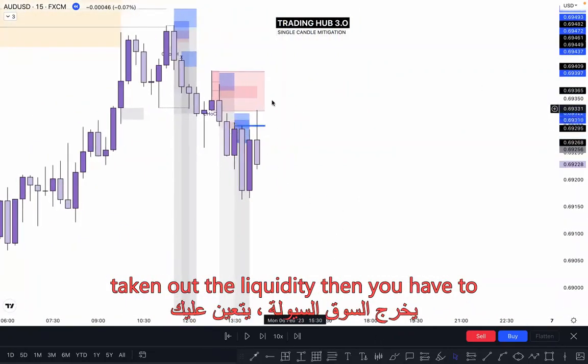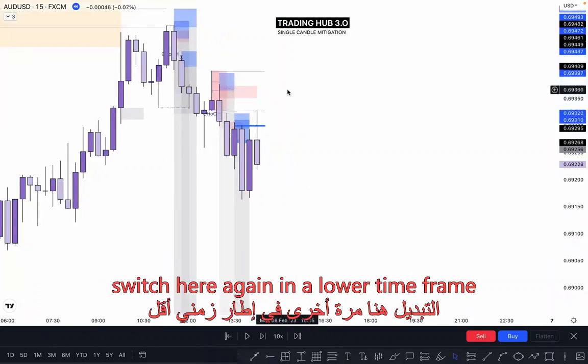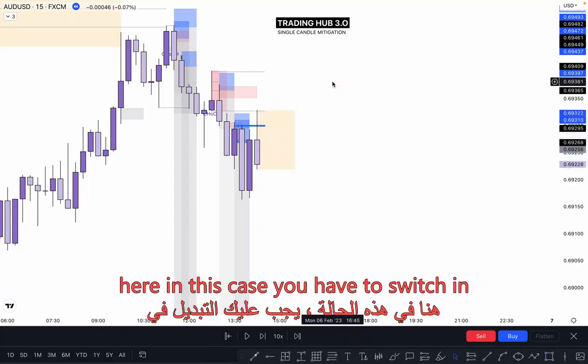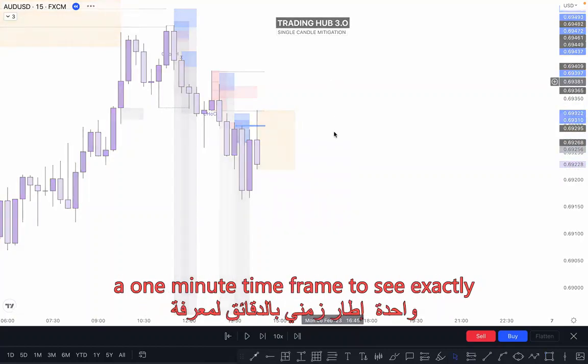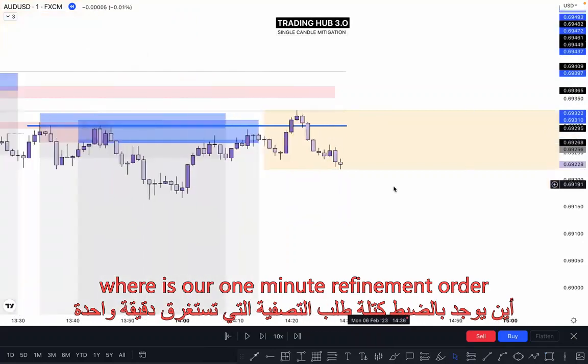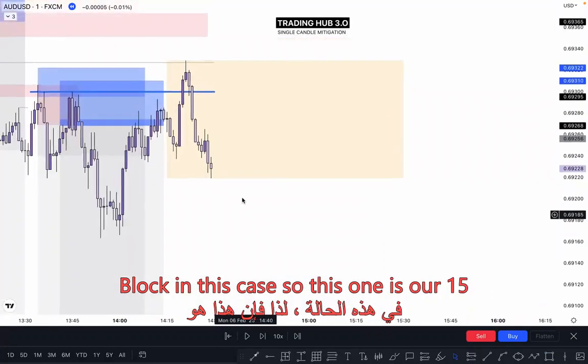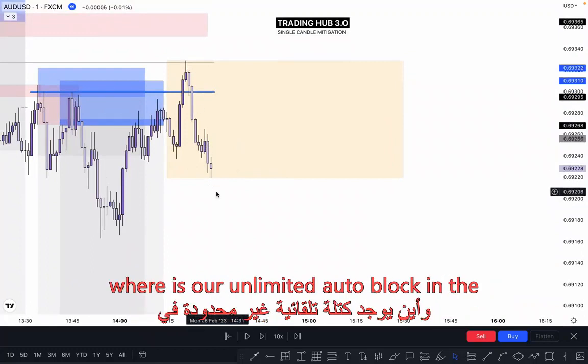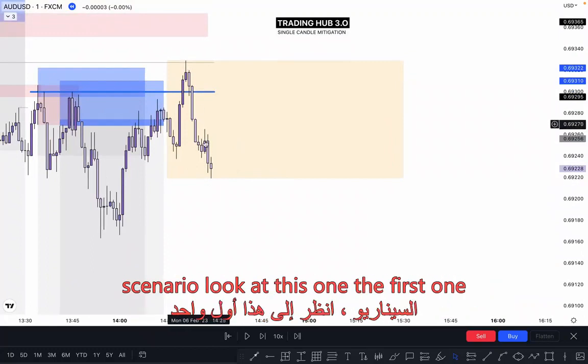So once the market has taken out the liquidity, you have to switch to a lower time frame to refine your order block. In this case, you switch to the 1-minute time frame to see exactly where our 1-minute refinement order block is. This one is our 15-minute shadow, and where is our unmitigated order block in this scenario? Look at this one.